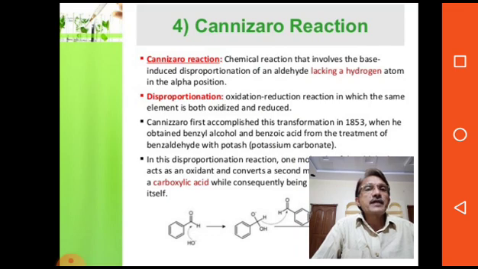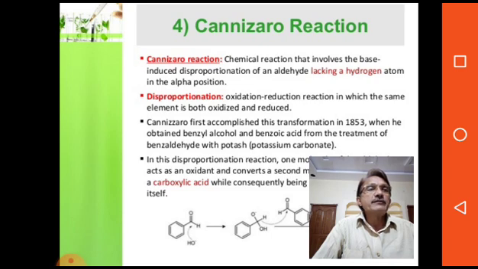Cannizzaro reaction. It is a chemical reaction that involves the base-induced disproportionation of an aldehyde lacking a hydrogen atom in the alpha position. So those aldehydes which do not contain alpha hydrogen, meaning a hydrogen atom at the alpha position, only undergo Cannizzaro reaction. For example, formaldehyde. Formaldehyde doesn't contain an alpha hydrogen atom.